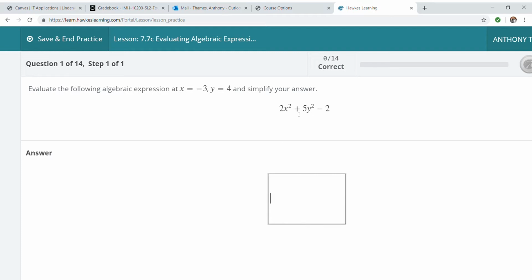The rest of it, that's going to be a pretty huge number. For the people that are recording, in this case I'm going to have 2 parentheses -3 squared plus 5 parentheses 4 squared minus 2, and then I use my order of operations to solve that problem.